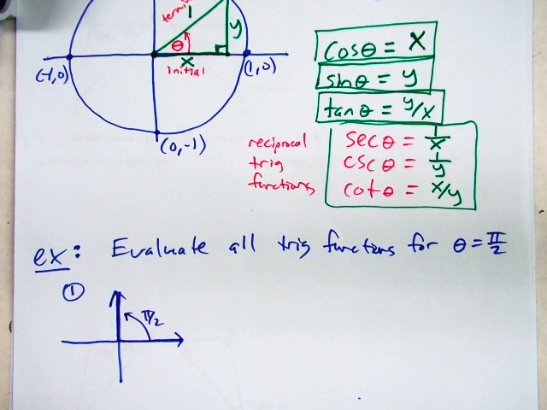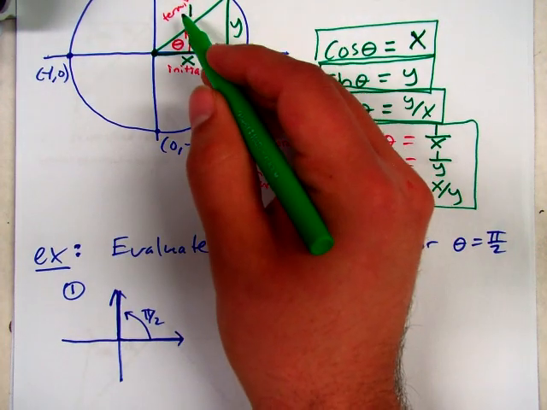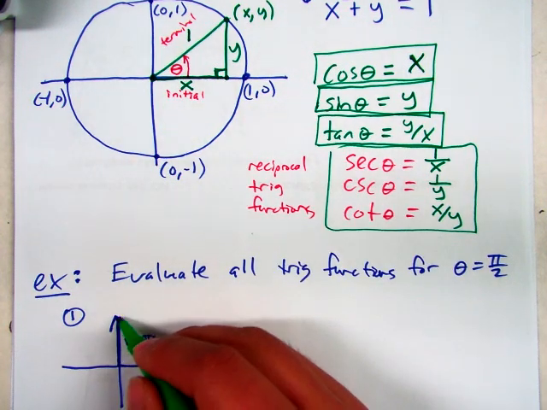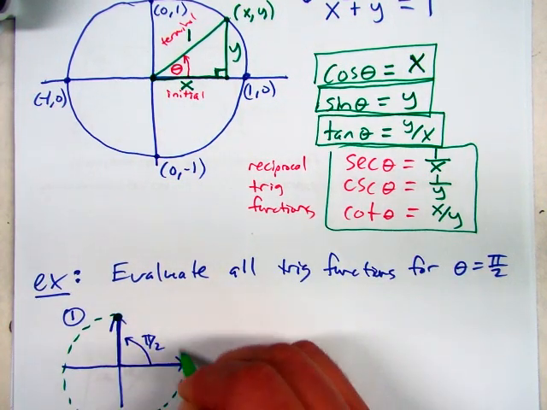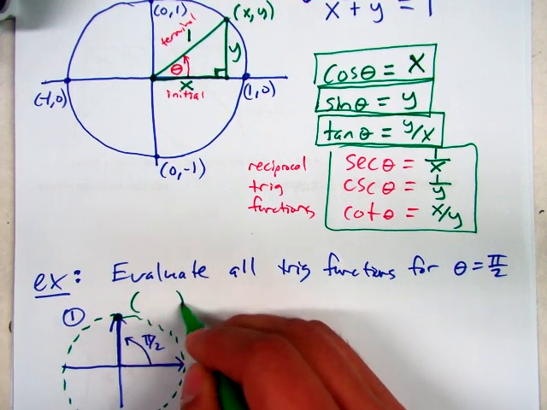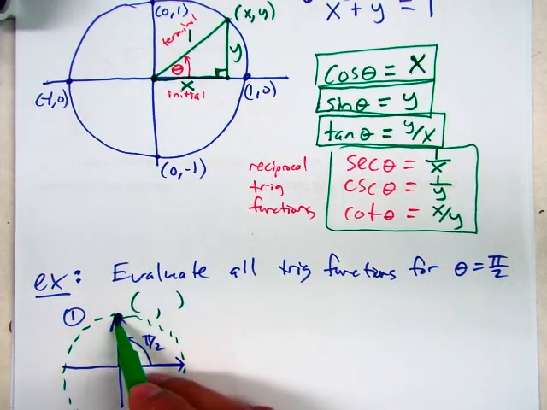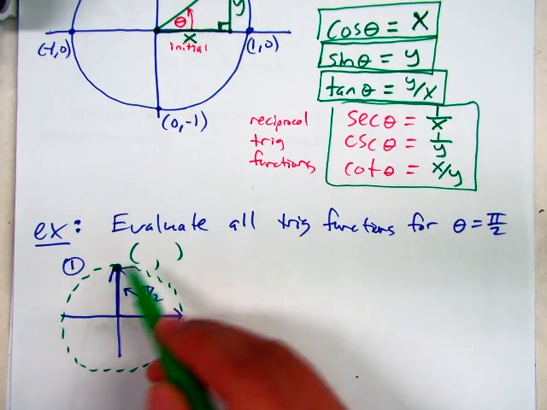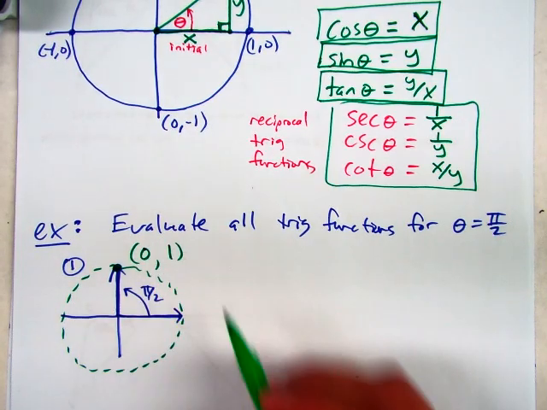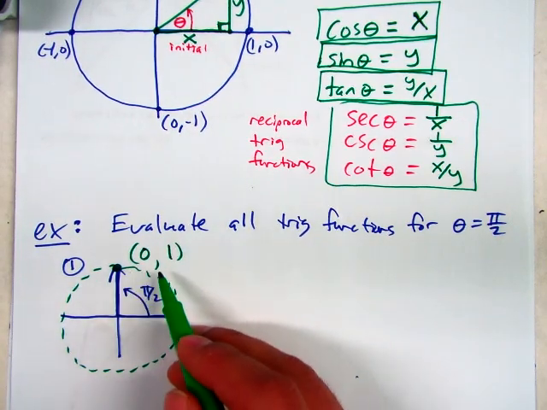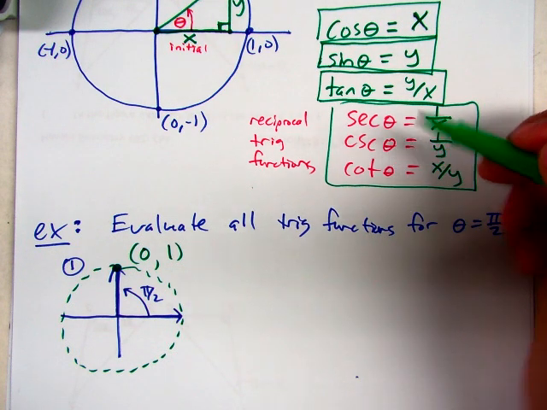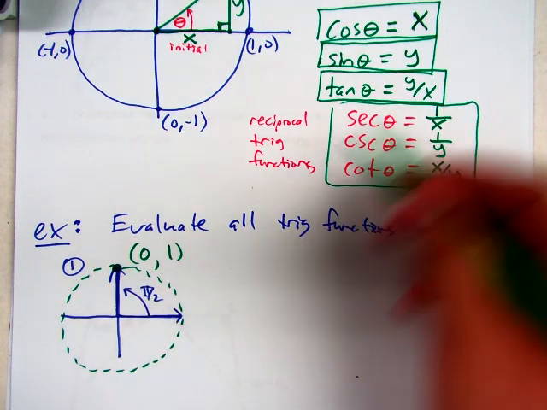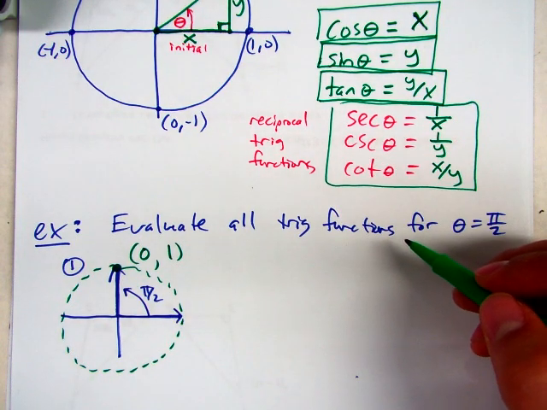Okay? Now here's the question. We're always going to think about the unit circle. So think about plopping a unit circle on this little grid. What would the coordinates be for this point up here? 0 and 1. This is all you need to evaluate these functions, you guys. As long as you know the point on the unit circle, you can find all of these all day.